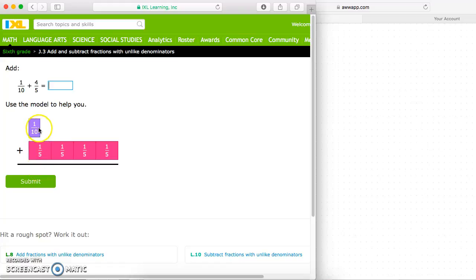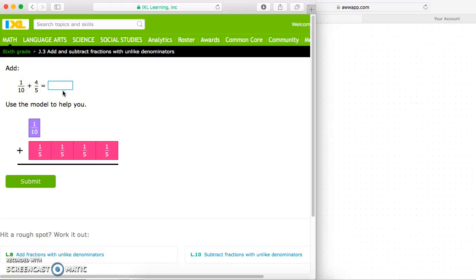So you can see here we have a little block that represents 1/10, and then we have these bigger blocks that represent 1/5. Our first option would be to figure out how many 1/10 blocks make up a 1/5. We can see here that it would take two of these little purple 1/10 blocks to make up one big 1/5 block. So if I was going to construct all of these 1/5 blocks out of these 1/10 blocks, then I would have 8 of them. So this would really be like 1/10 plus 8/10, and then you would add that way.